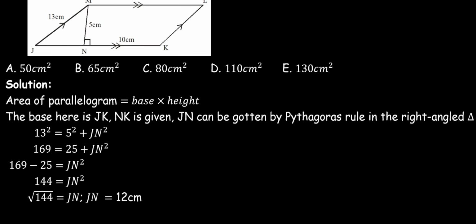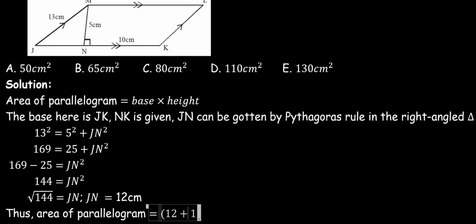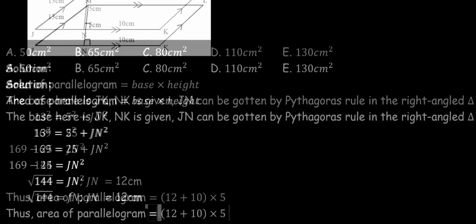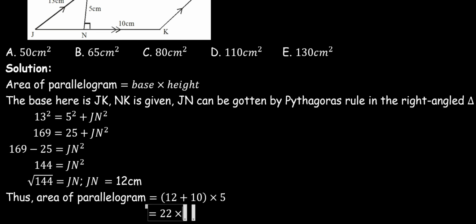Then we can proceed to the area of the parallelogram properly, which is equal to bracket open 12 plus 10 bracket close times 5, because area of a parallelogram is base times height. The base now, from our calculation, is 12, which is our JN, plus NK. NK there is 10 cm. Hence, the result will be 22 times 5, which is equal to 110 cm squared.